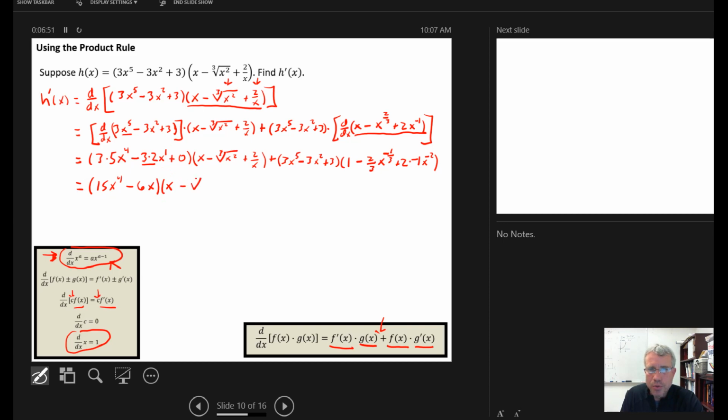X minus the cube root of the x squared plus the 2 over x plus 3x to the 5th minus 3x squared plus 3 times 1 minus the 2/3 x to the negative 1/3. I think it's okay to leave the negative exponent. We have a 2 times a negative 1, so we're going to get minus 2 x to the negative 2. And again, I think it's okay to leave the negative exponent. So the final question here, I'm going to say this is good.